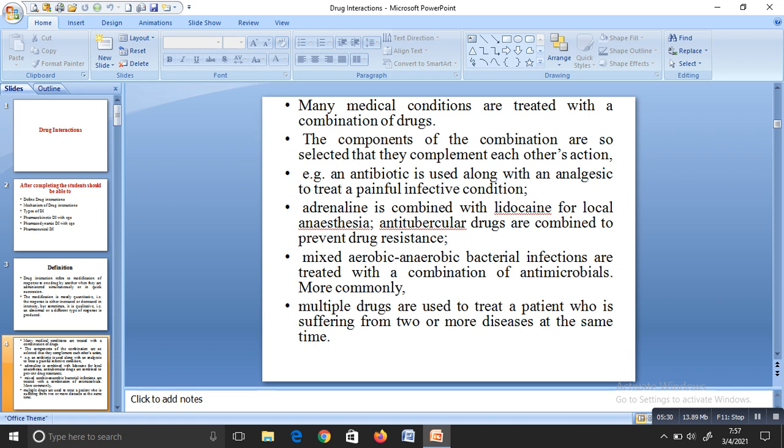Similarly, consider antitubercular drugs. TB is caused by Mycobacterium tuberculosis, and we do not treat TB with a single drug; we treat TB with a combination of drugs.